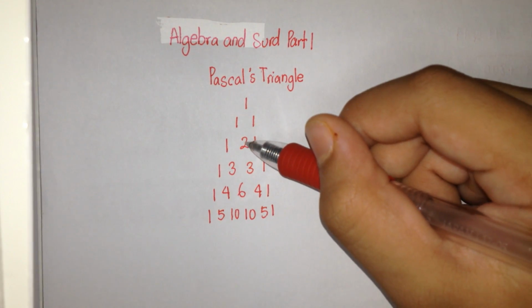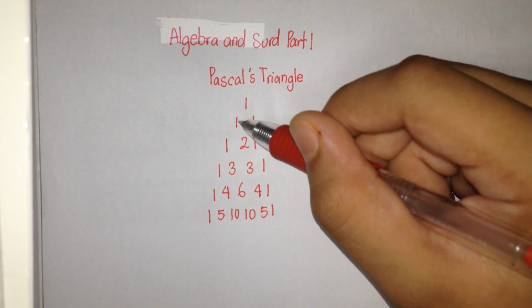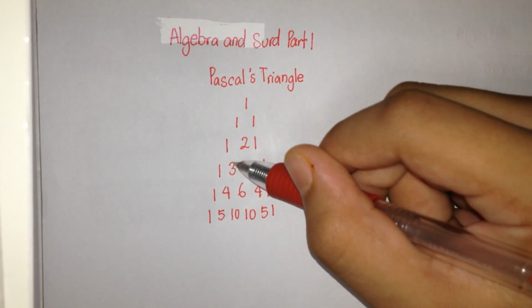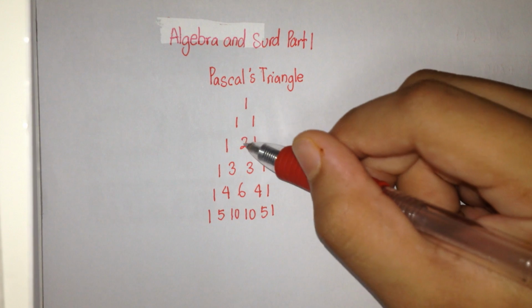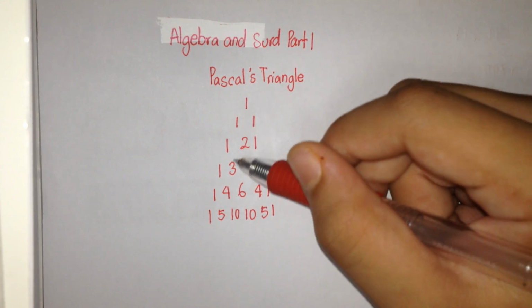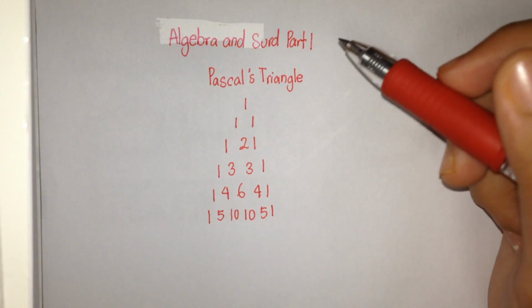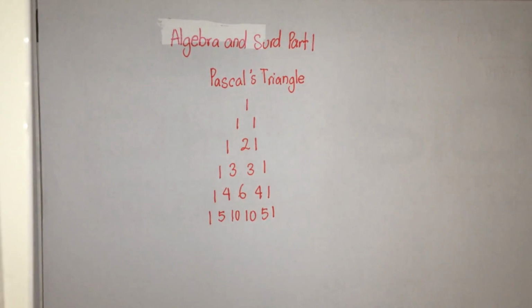Now, numbers like 2 here are the sum of this one and this one. This 3 is the sum of this one and this 2. And this pattern can continue all the way. So you may be thinking, how can this help you?